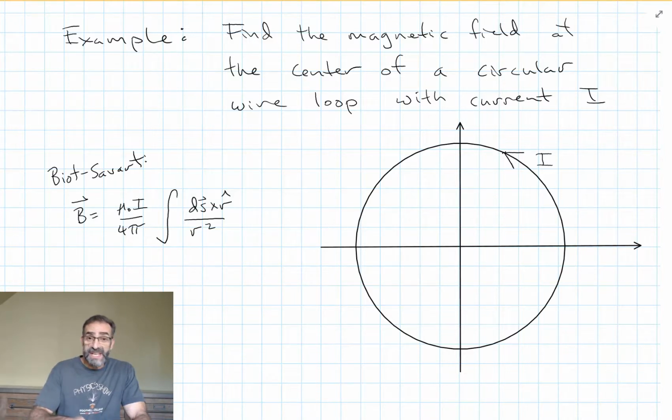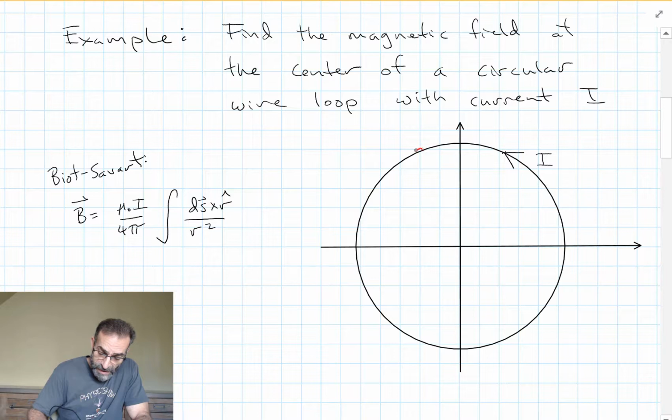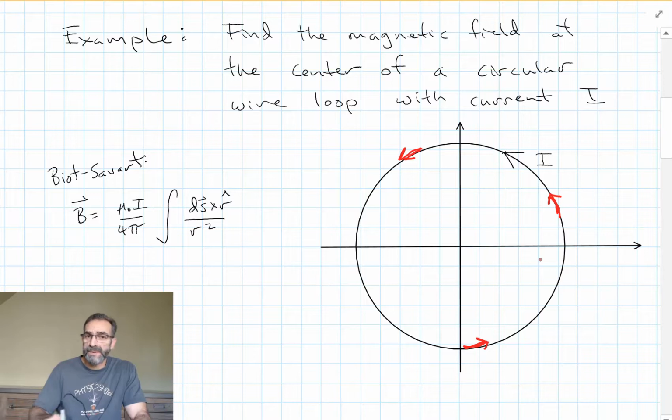ds is a section of the length of our wire that points in the direction of current flow. I can pick this little chunk right here, or I can pick a chunk down here, or over here. I can pick any of those or any other place on here to pick my ds. Let's start with this one.